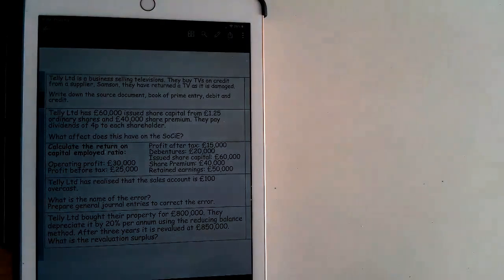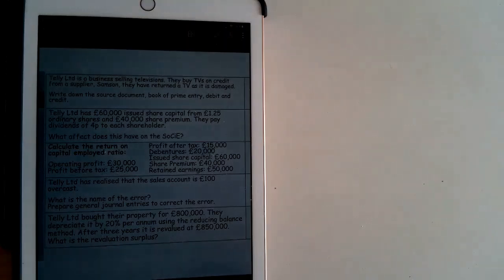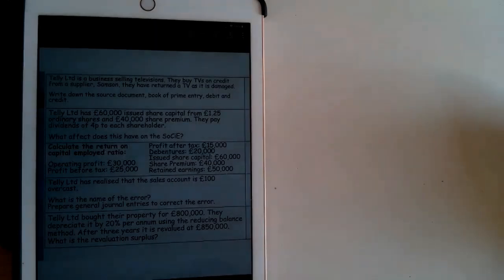Okay, and this is the first order. Telly Limited is a business selling televisions. They buy TVs on credit from a supplier, Samsung. They've returned the TV as it's damaged. Write down the source document, book of prime entry, debit and credit.